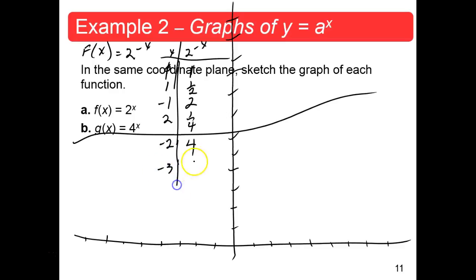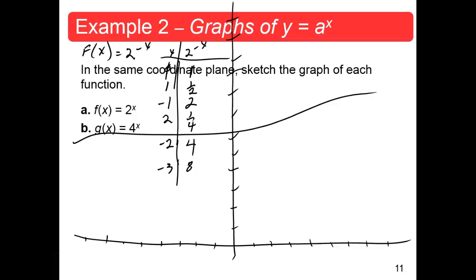Negative 3. 8. Okay, negative 4 would be 16. I don't think we can go that high. 1, 2, 3, 4, 5, 6, 7, 8, 9, 10, 11, 12. Okay. I think that's about all we can do there.